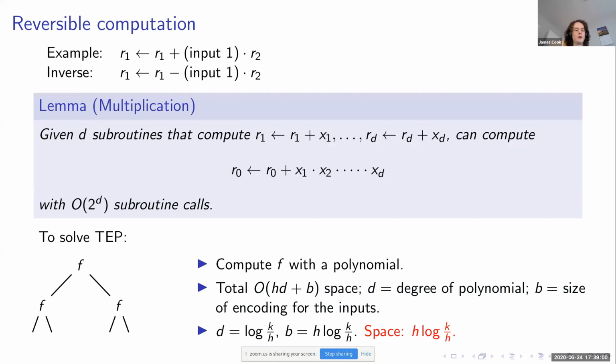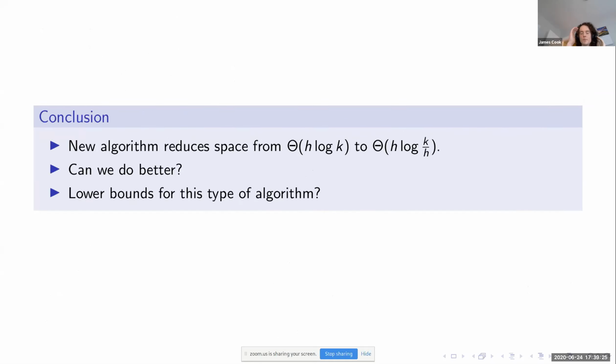If we could find an improvement to this multiplication lemma, I think as stated on the slide, it is possible to get a smaller number of subroutine calls for this lemma, but due to the details of how we use it, it doesn't actually quite work out. So basically finding some way to improve this multiplication result, or generally finding new methods to use reversible computation to maybe squeeze the space down even more. And of course, we don't really have much of an idea of how to get corresponding lower bounds.